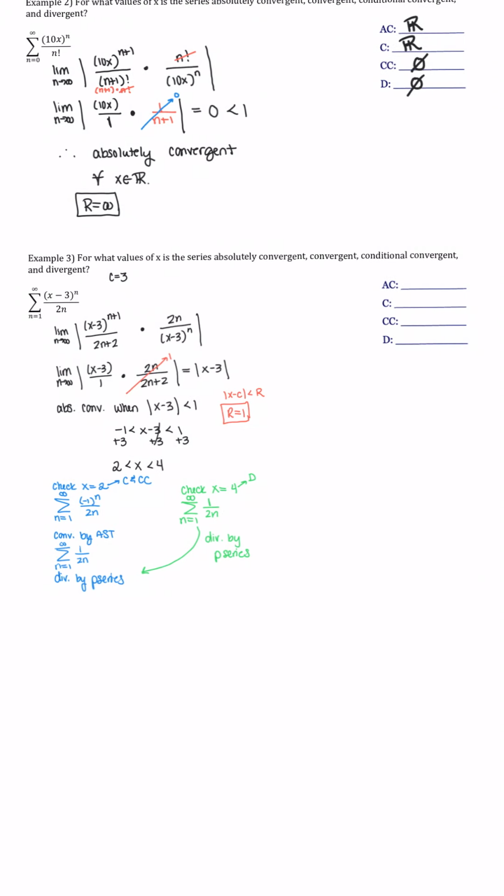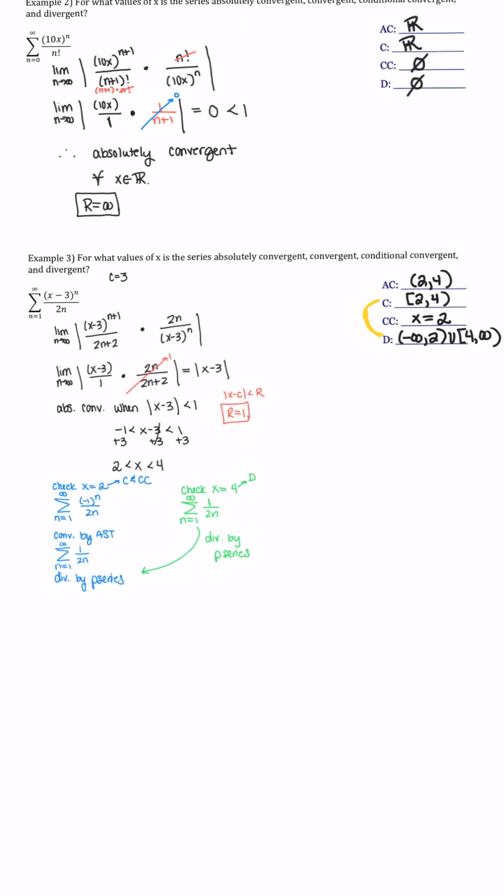So in the summary, where is this absolutely convergent? Well, only from 2 to 4. I'm going to use this notation this time. Where is it convergent? Well, that would be from 2 included to 4 not included. Conditionally convergent is only at x equals 2. And where is it divergent? Remember that convergence and divergence intervals need to complement one another. So I have negative infinity to 2 not included, union 4 included to infinity.